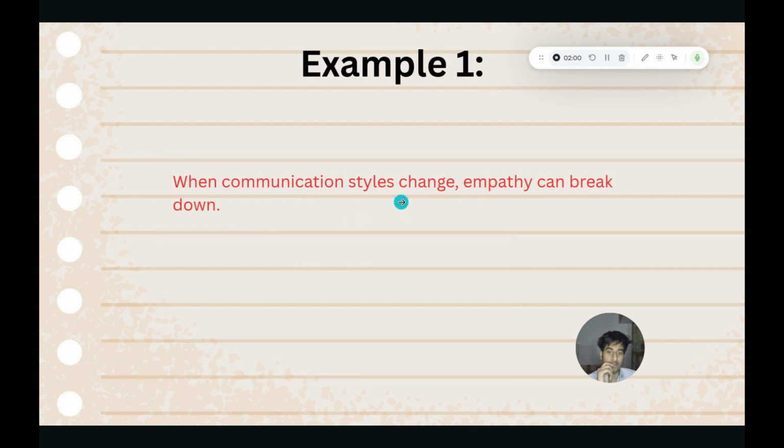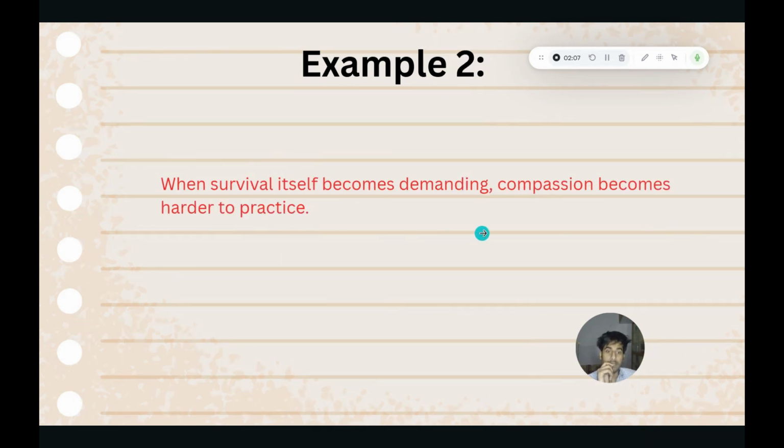In the first part of the sentence, we see the cause, and then there is an effect. It's a very clear before and after situation, a cause and effect situation. So it is a structure of the sentence. What the AI does is it gives this type of structure a lot in the content. Like this example: "When survival itself becomes demanding, compassion becomes harder to practice."